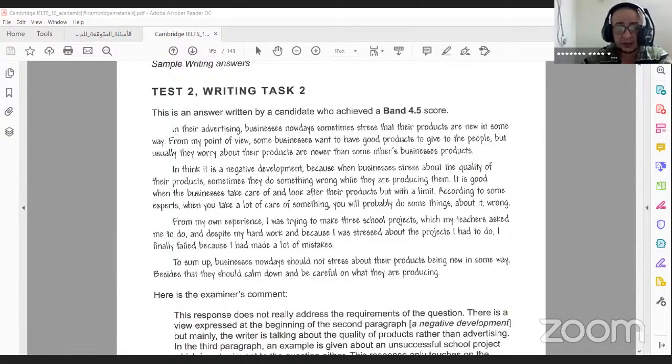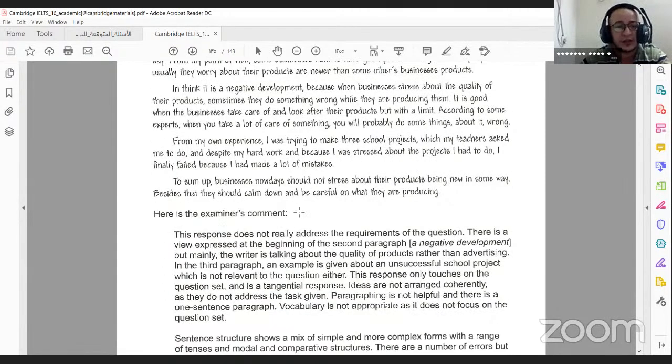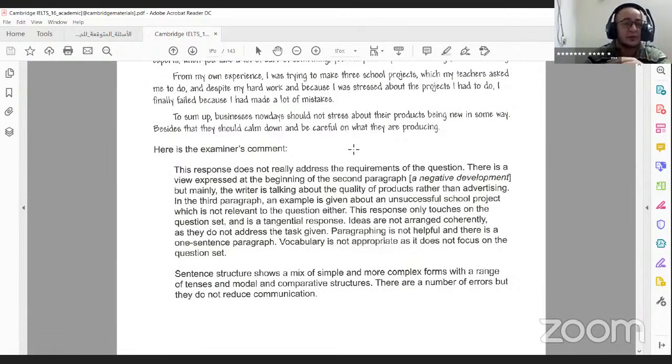Okay? The question says, in the advertising, businesses nowadays usually emphasize that their products are new in some way. Why is this? Do you think it's a positive or negative development? It talks about advertising, but this writing has nothing about advertising. Did not answer the question, did not develop the answer, did not say anything about advertising. Let's read the examiner's comment.